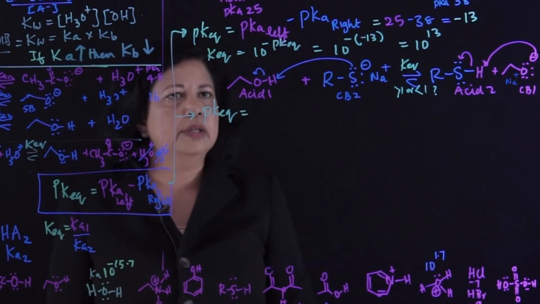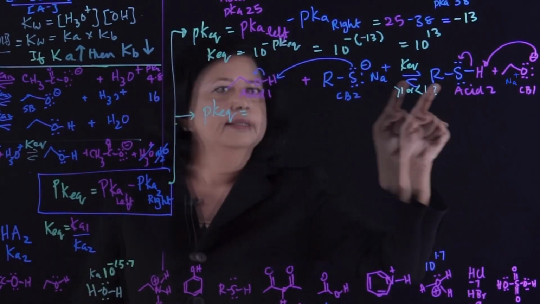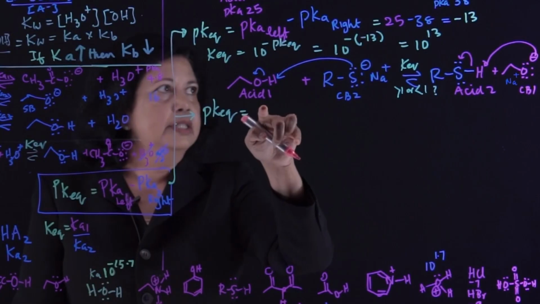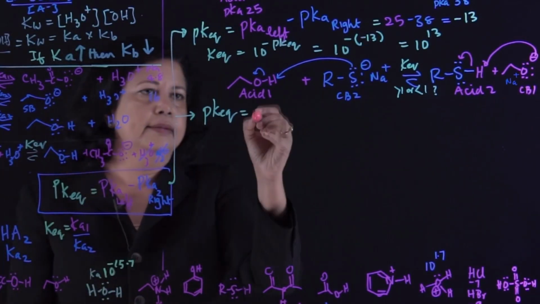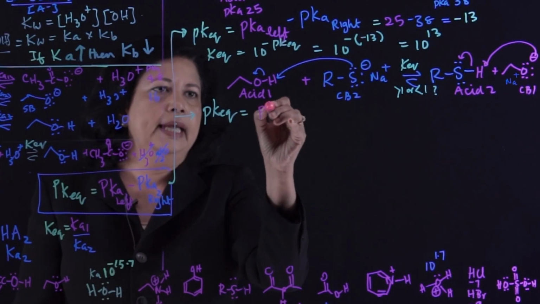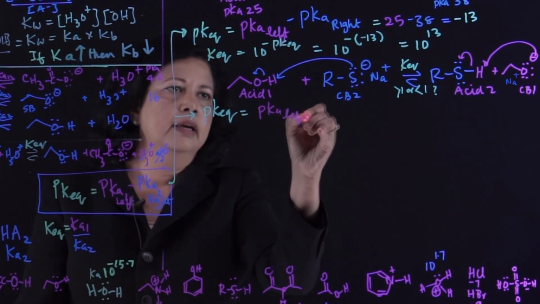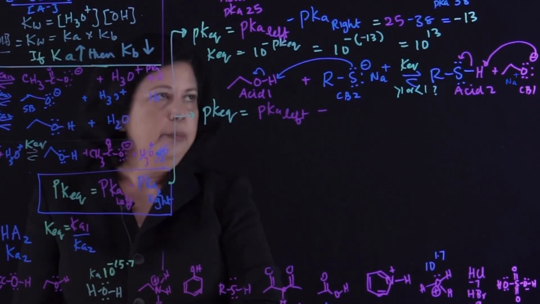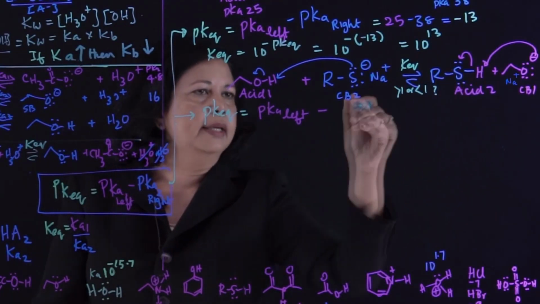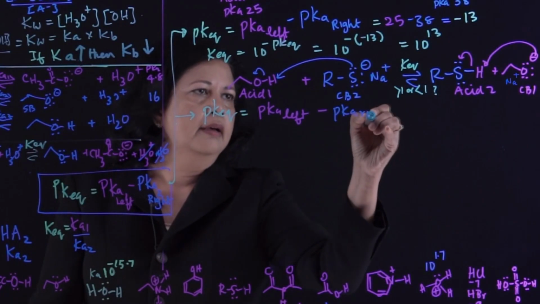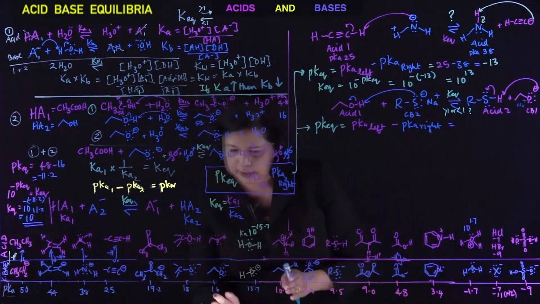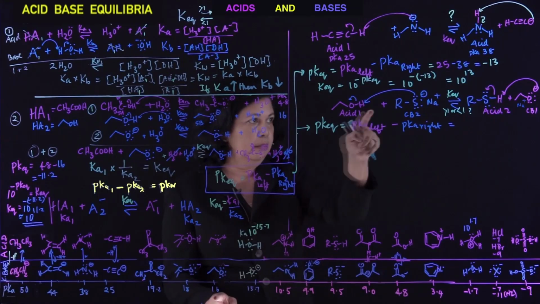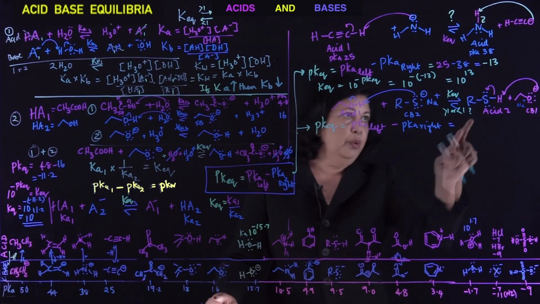So let's look at your acid. pKa is going to be over here 16. pKa left minus pKa right. And I have no idea whether it's going to go this way or this way. I'm just going to go on these numbers. So this is 16 minus 9.5.